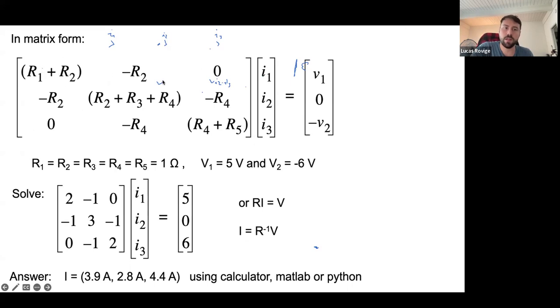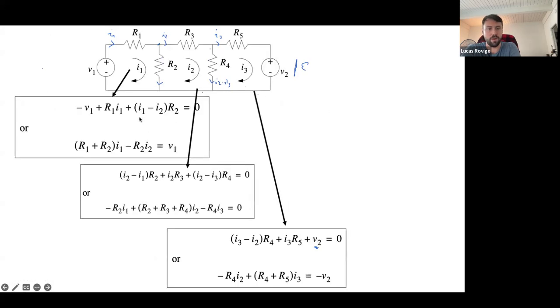And so you can write it that way. So, you have R1 plus R2 multiplied by I1, minus R2 multiplied by I2, and multiplied by 0 plus 0 multiplied by I3, because I3 is not in the first equation. So just rewriting this equation here in matrix form.